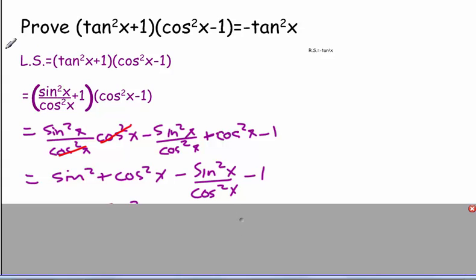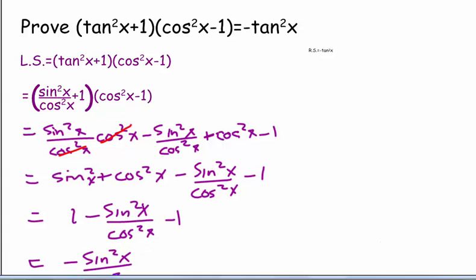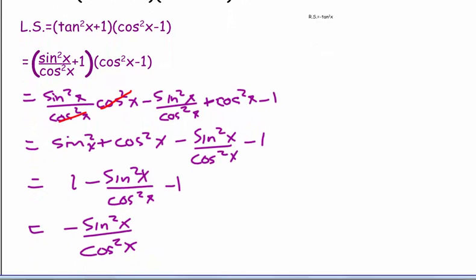And so now I have a sine squared plus a cos squared minus a 1, excuse the handwriting, sine squared x plus cos squared x, just rearranged a little bit. And of course, sine squared x plus cos squared x is 1. I now have 1 minus this expression, minus a 1. And that gives me negative sine squared over cos squared. Now there's not much more I can do here.